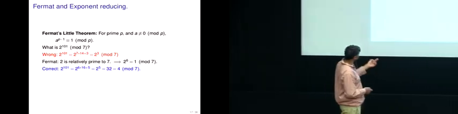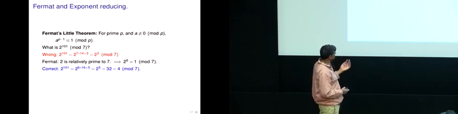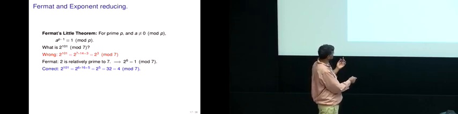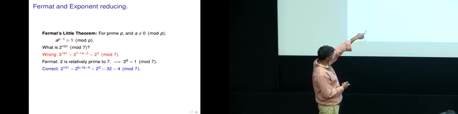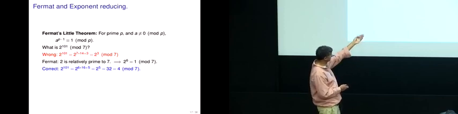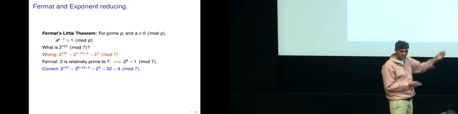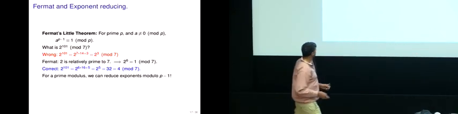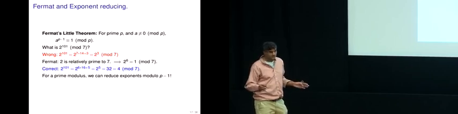So we could reduce the exponent this way. Instead of multiplying 2 101 times, we can just get rid of anything that's larger than p minus 1. We can factor out, just take the remainder mod 6 in the exponent, which is what I'm doing. And now I have 2 to the 5, and now I only have to do 5 multiplications to get my answer. Okay, so that's what it says. We can reduce exponents modulo p minus 1. Okay, that's a quick thing.